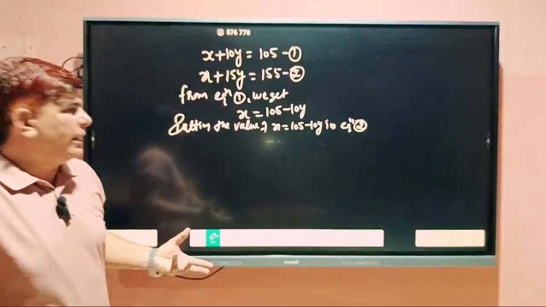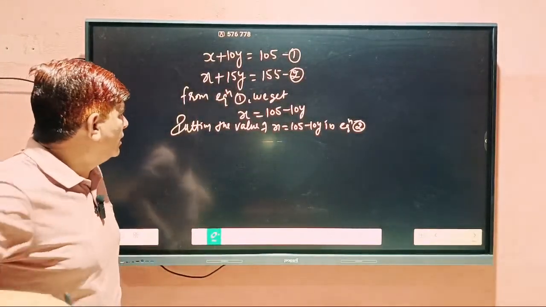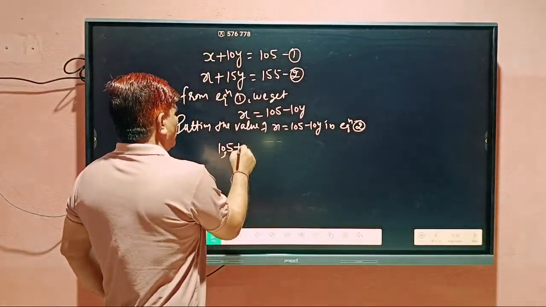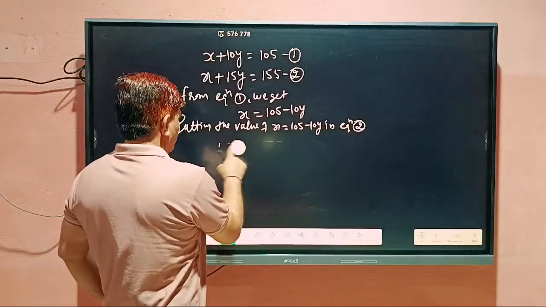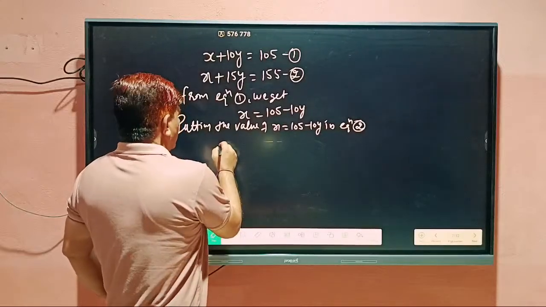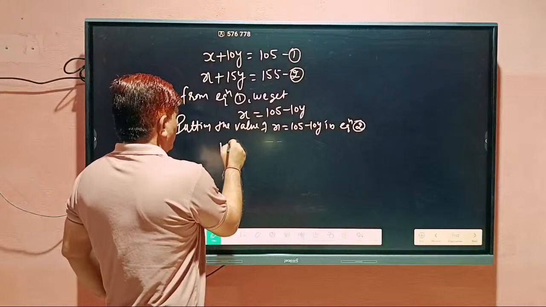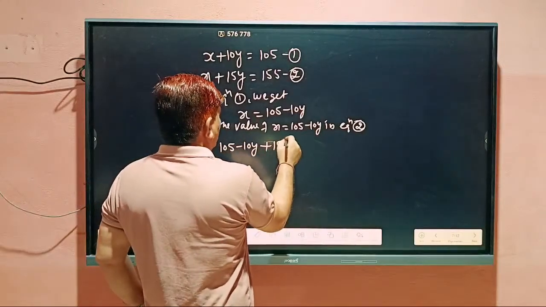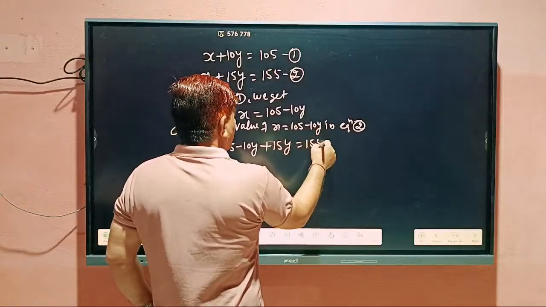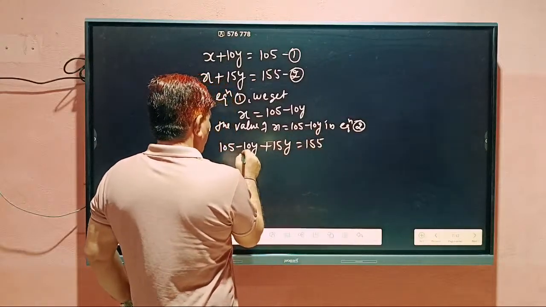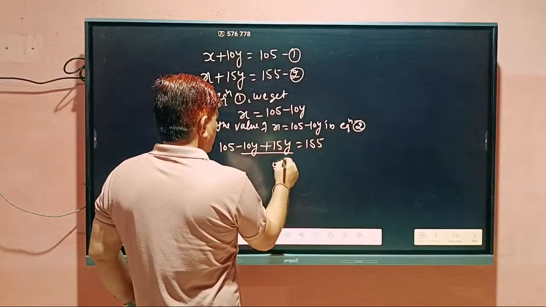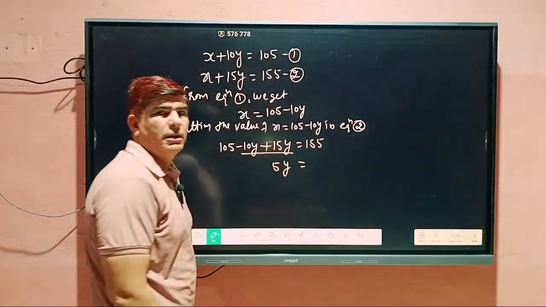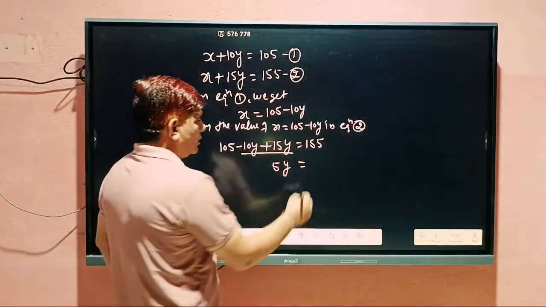If you are able to prepare the algebraic expression, then you can easily show it. So 105 minus 10y plus 15y is equal to 155. If you operate these two, what's coming? 5y plus 105 is equal to 155. 155 minus 105, how much is left? 50.